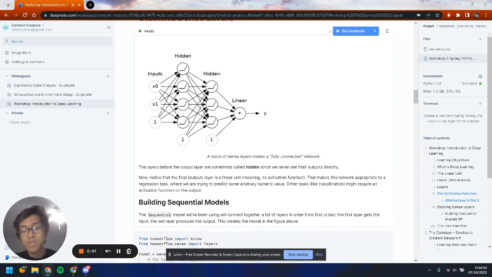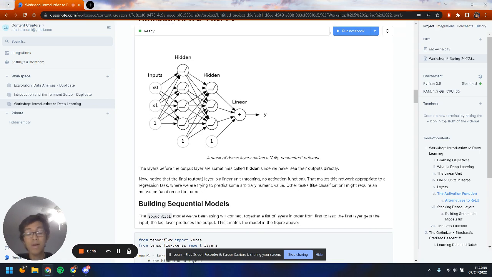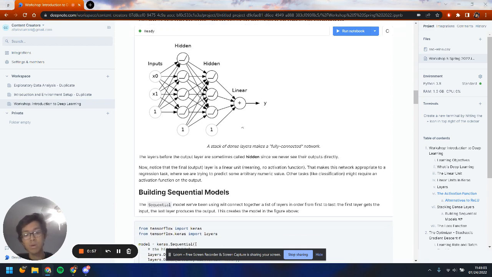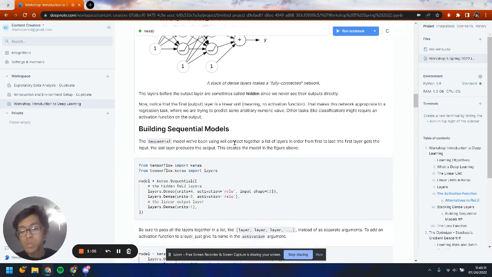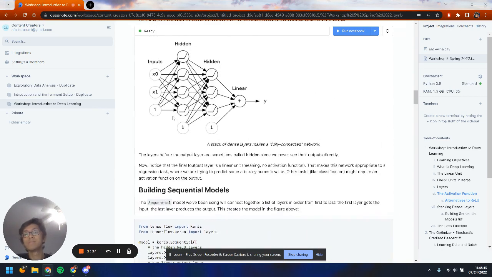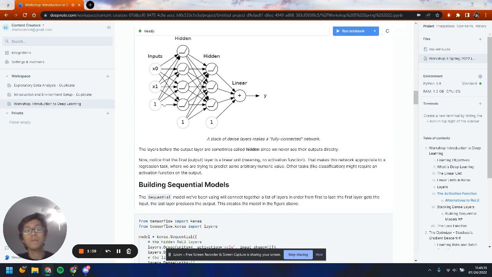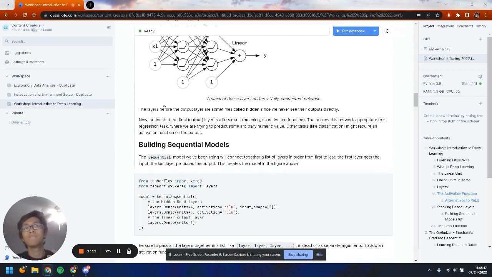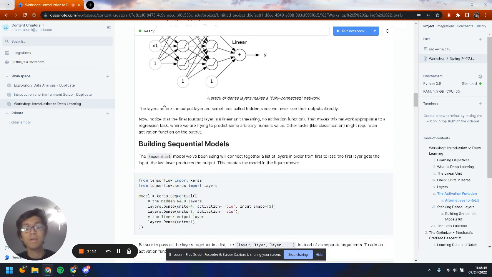So here we can see the hidden layers all use ReLU activation functions, while the final output layer uses a linear unit. And this is common except in tasks like classification, which might require an activation function on the output, like softmax. So finally, how do we build these layers of neurons inside our deep learning algorithm?